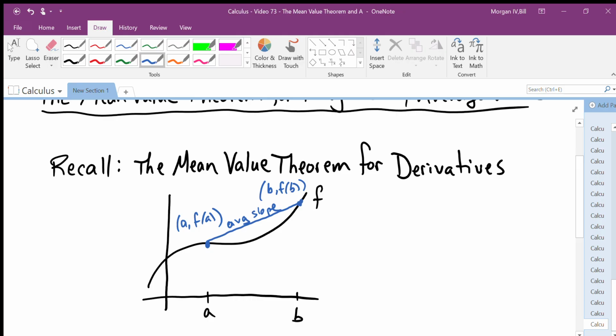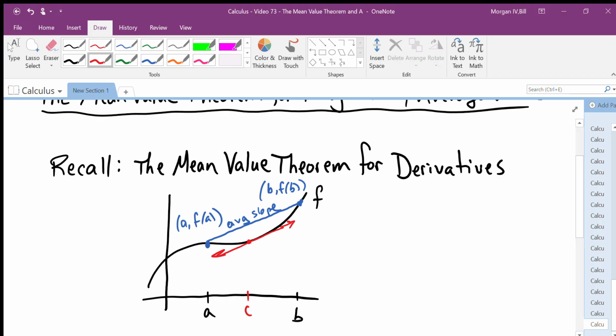The mean value theorem for derivatives said this. As long as that function is continuous on a to b, there exists a c somewhere between a and b. Let's let my c be about right here. Not necessarily in the middle. This one kind of looks like it's in the middle, but it doesn't have to be. I don't mean exact middle. It's somewhere in between a and b. There's a c value somewhere between a and b such that the slope at c and the average slope are the same.